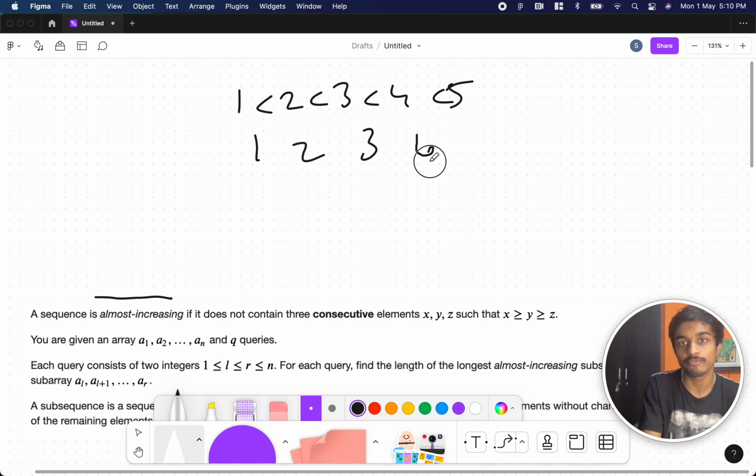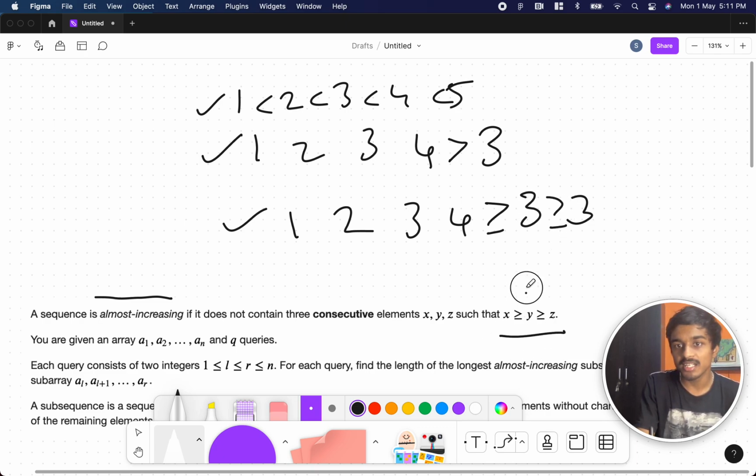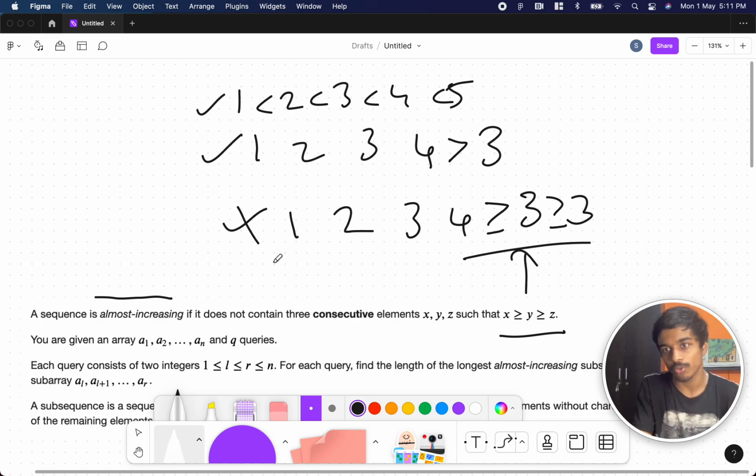What if it is 1, 2, 3, 4 and 3 here? There is one deviation, but that's fine. The x, y, z condition is not satisfied here, so this is also almost increasing. But what if it's 1, 2, 3, 4, 3, 3? Here 4 is greater than or equal to 3 and 3 is also greater than or equal to 3, right? This condition comes here, so this is not an almost increasing subsequence. If any set of integers satisfies the condition, then it's almost increasing. This condition should not come.